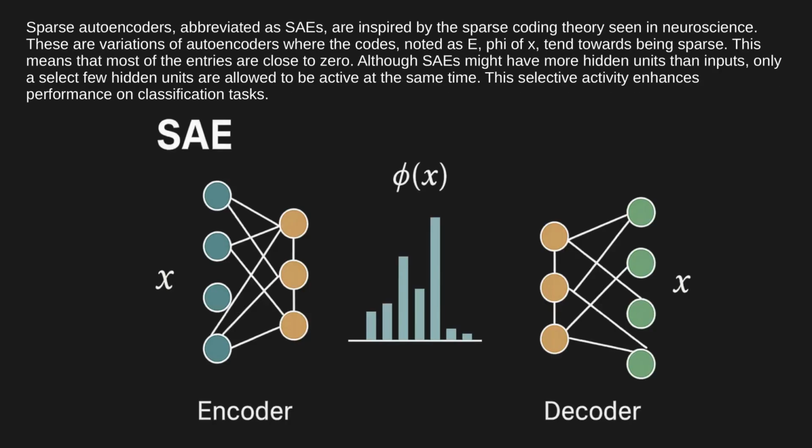Sparse autoencoders, abbreviated as SAEs, are inspired by the sparse coding theory seen in neuroscience. These are variations of autoencoders where the codes, noted as E_phi(X), tend towards being sparse. This means that most of the entries are close to zero. Although SAEs might have more hidden units than inputs, only a select few hidden units are allowed to be active at the same time. This selective activity enhances performance on classification tasks.